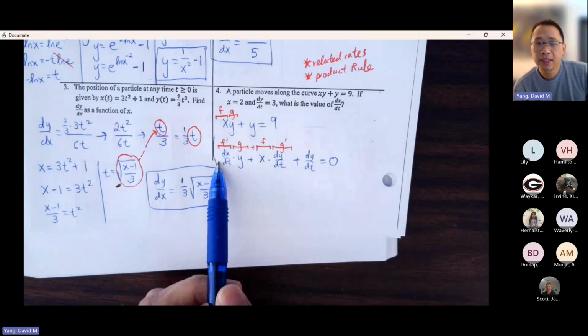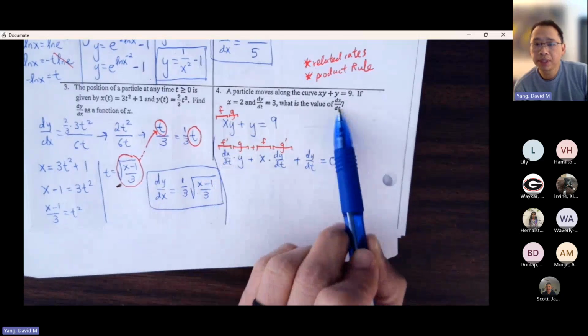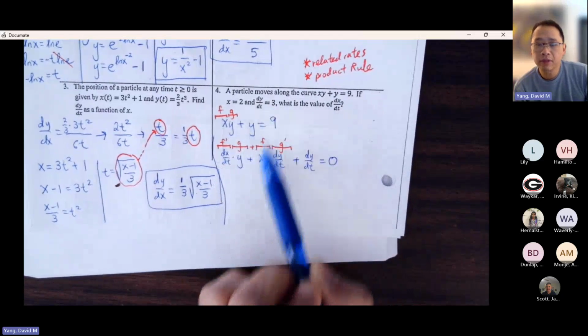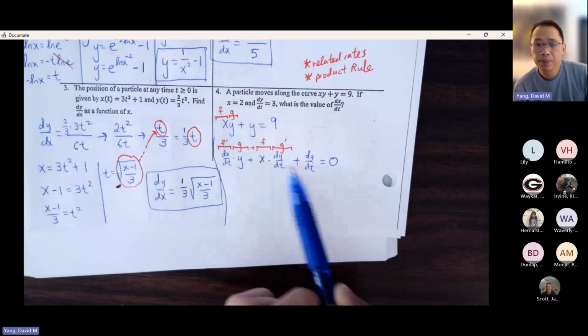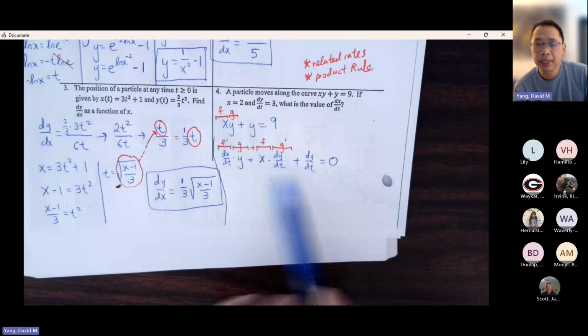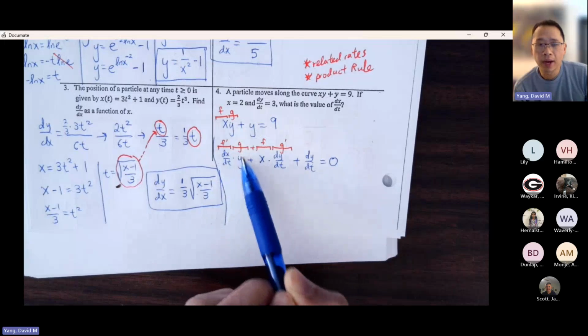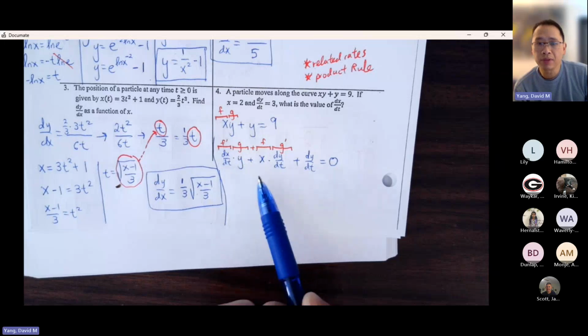So dx dt is what we're looking for. That's the unknown. Dy dt I can replace with 3. X I can replace with 2. The only thing missing is I don't have a y here. So how can we get that y value if they don't give it to us?